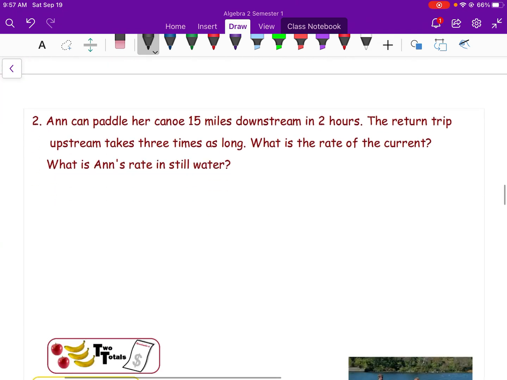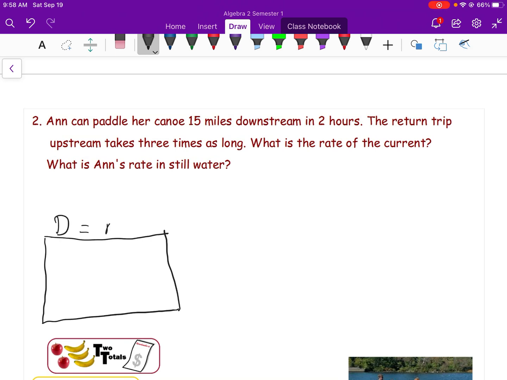Okay, next problem, we have a distance equals rate times time. Now, anytime we do these, let's set up a table. We've got distance equals rate times time. Okay, and since it's two variables, we're going to have a 3 by 3, sorry. Okay, but now when we're setting this up, again, we need to define our variables.